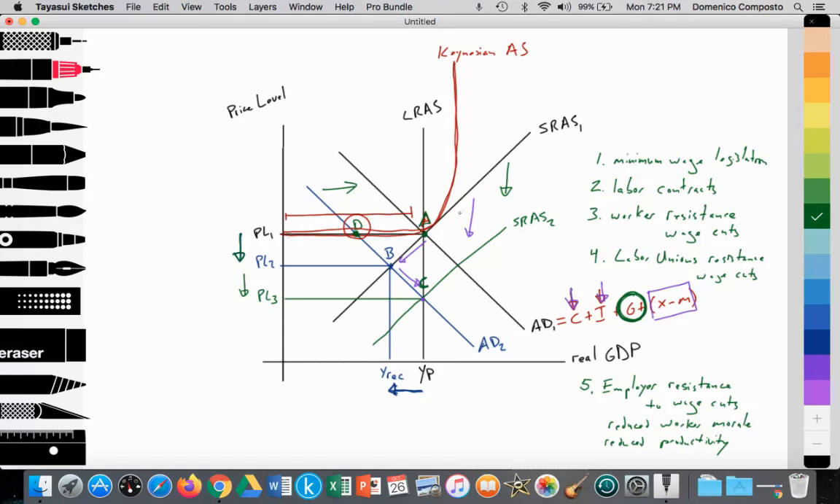So hopefully this helps you understand how the Keynesian aggregate supply curve came into being. In the next video, we will dissect the Keynesian aggregate supply curve into its three sections and look at aggregate demand in these three sections.